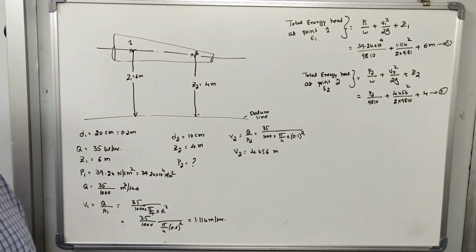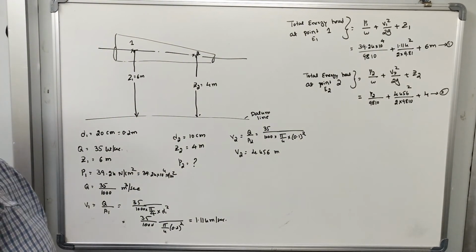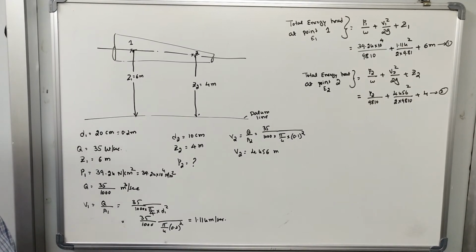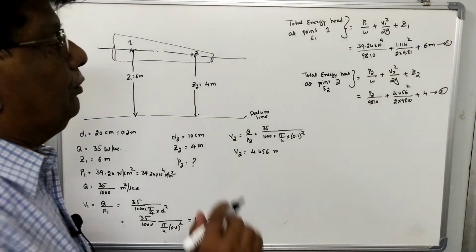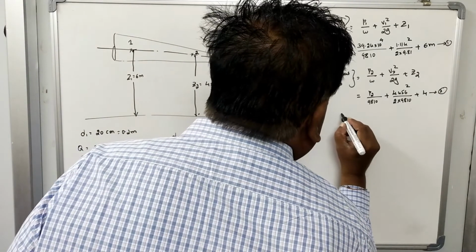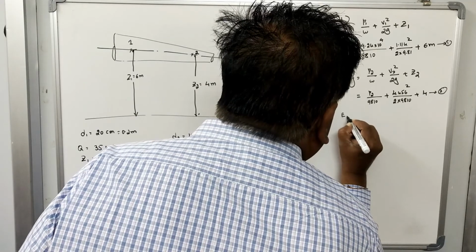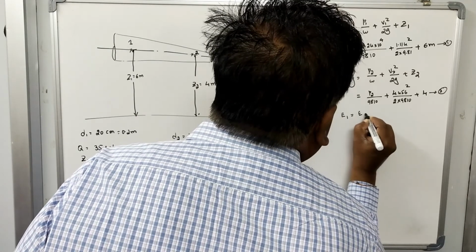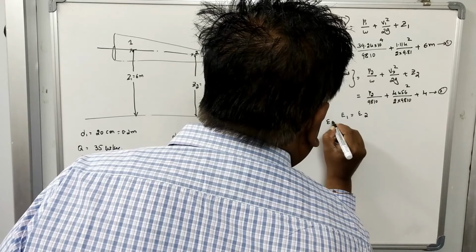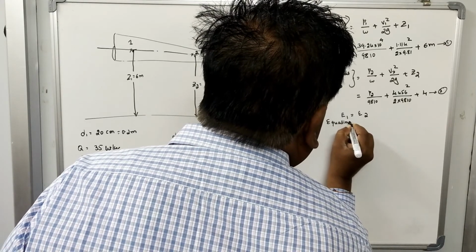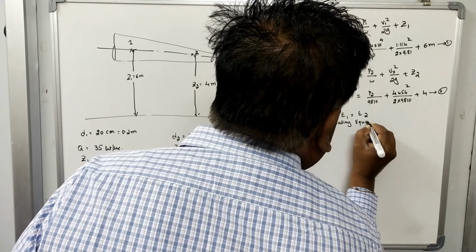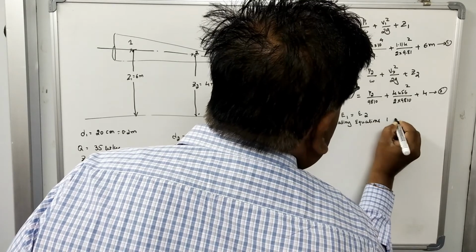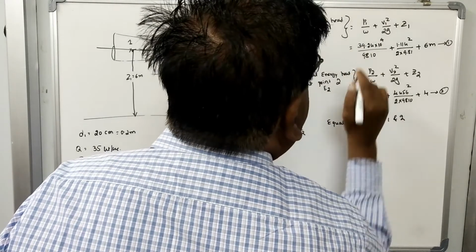Okay, as we have derived the Bernoulli's equation, when the fluid is ideal, so let us consider there is no loss of energy head between 1 and 2. This is as per the condition given in the problem. So E1 is equal to E2. So equate equation 1 and 2, equating equations 1 and 2.